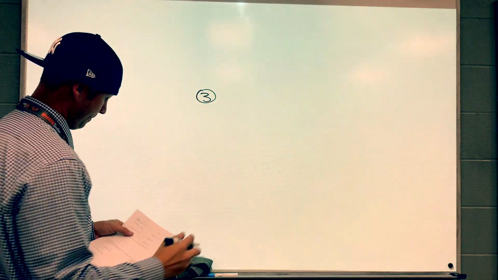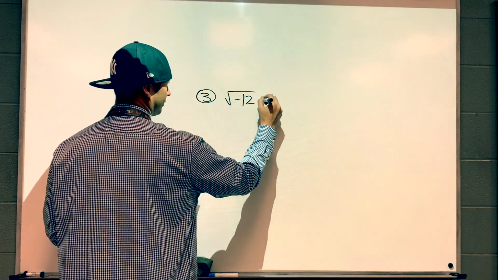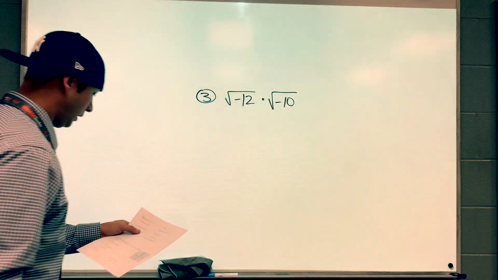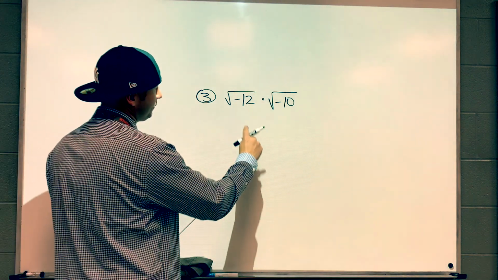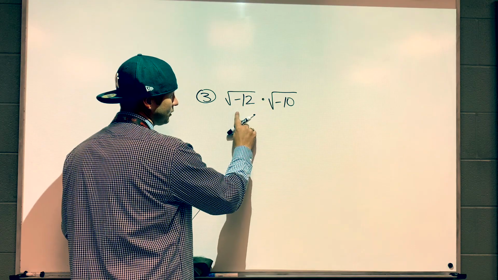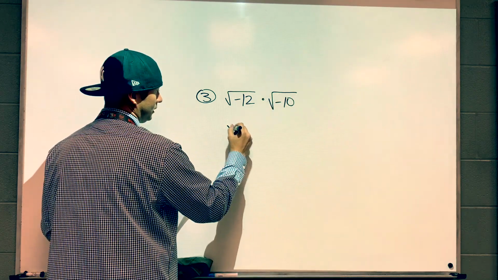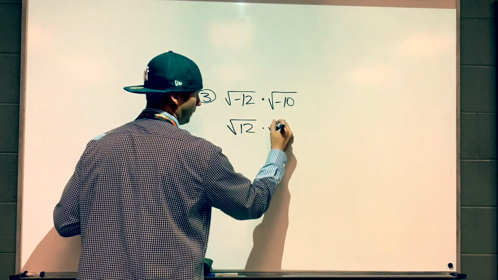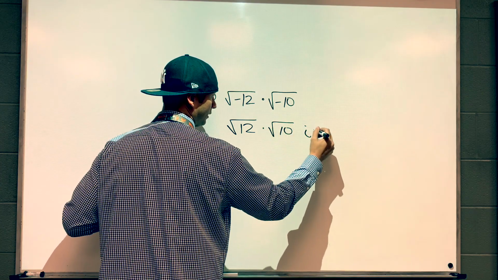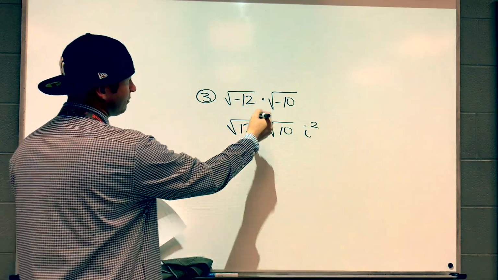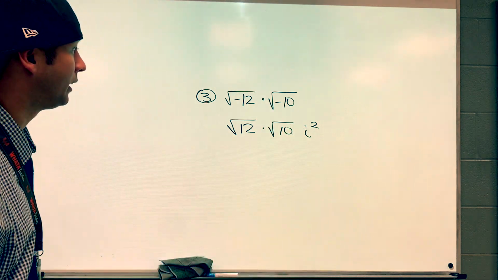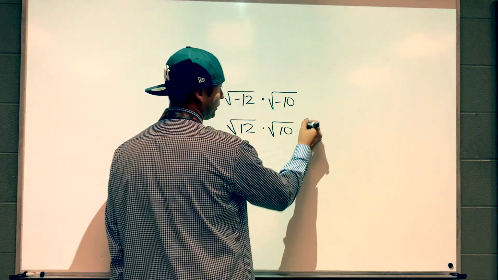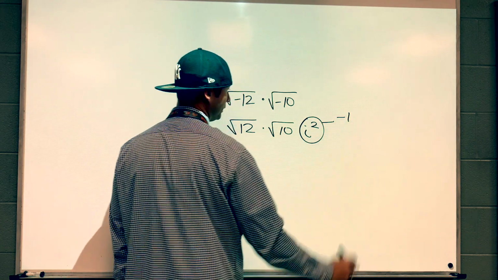All right, number 3. The square root of negative 12 times the square root of negative 10. So first off, they both have negatives, so I can pull an I out from both. So where I'm pulling out an I from there and an I from there. I times I is I squared. We know that I squared is just negative 1.